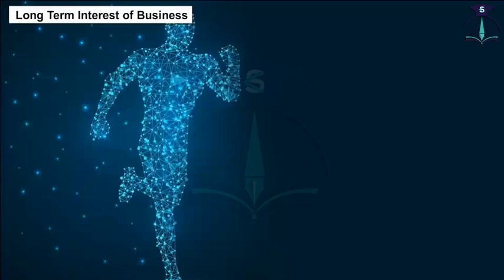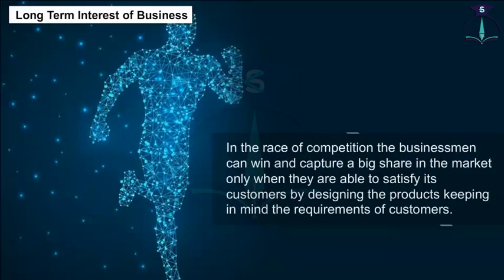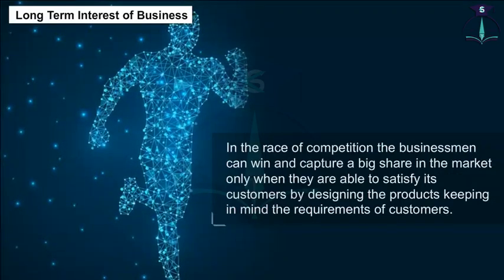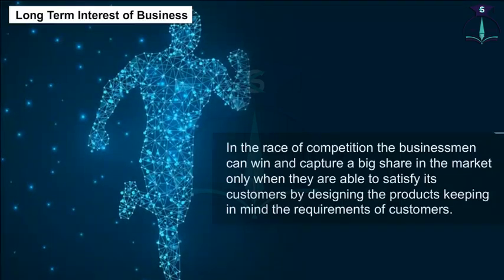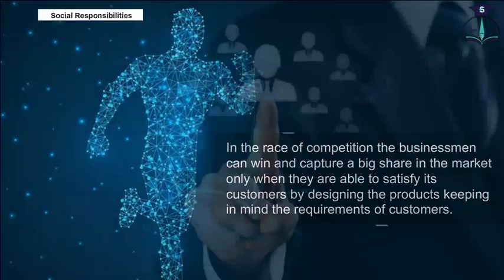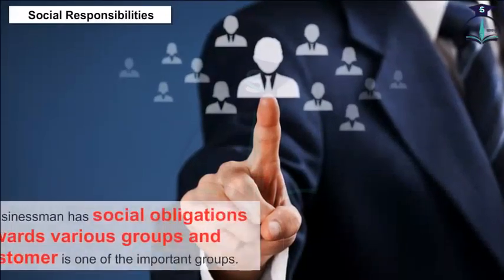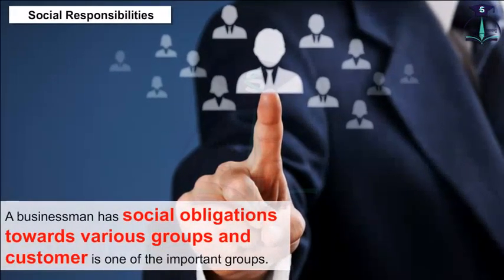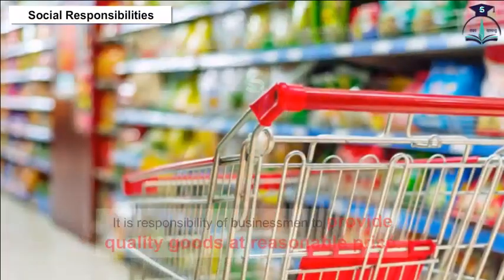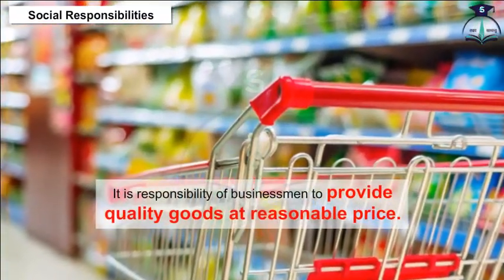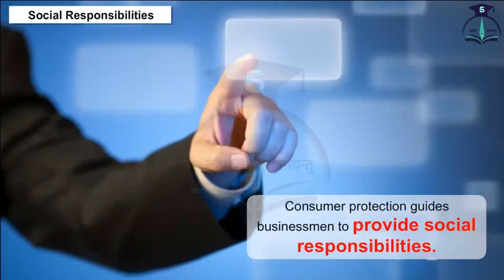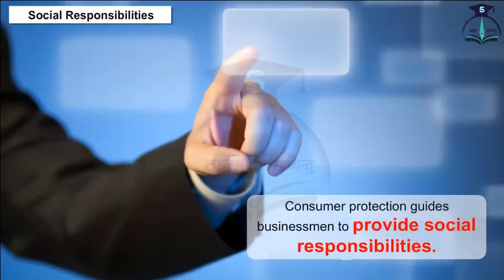Long-term interest of business. In the race of competition, the businessman can win and capture a big share in the market only when they are able to satisfy their customers by designing the products keeping in mind the requirements of customers. Social responsibilities. A businessman has social obligations towards various groups, and the customer is one of the important groups. It is the responsibility of businessmen to provide quality goods at reasonable price. Consumer protection guides businessmen to fulfil social responsibilities.